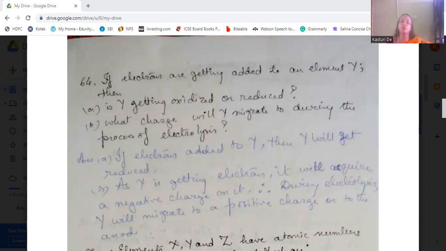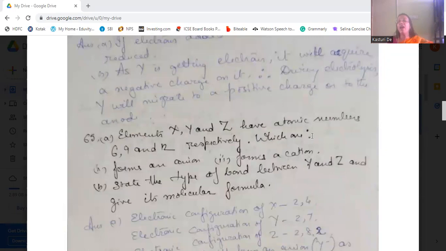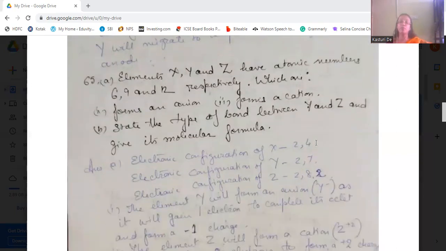Next question. Elements X, Y, and Z have atomic numbers 6, 9, and 12 respectively. Which forms an anion, and which forms a cation? State the type of bond between X and Y and give its molecular formula. Electronic configuration of X, atomic number 6, is 2 and 4. Then for Y, 9, it is 2 and 7. Then for Z, 12, it is 2, 8, and 2.